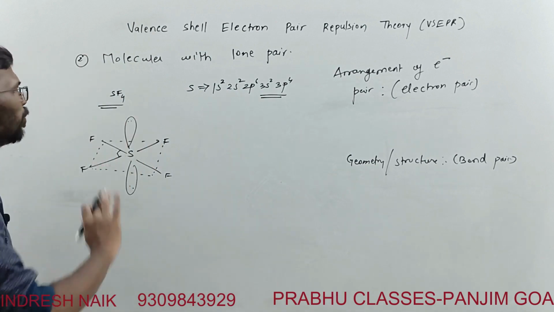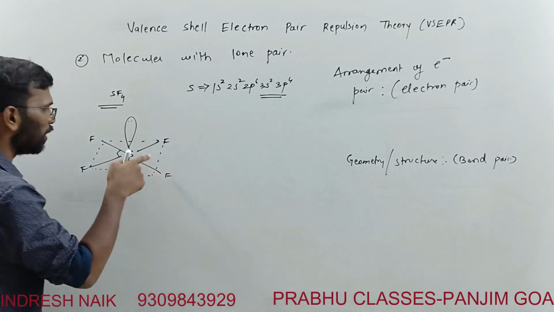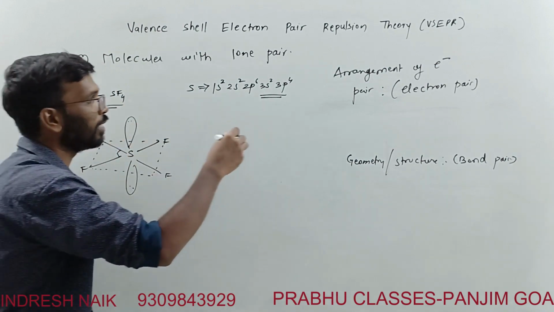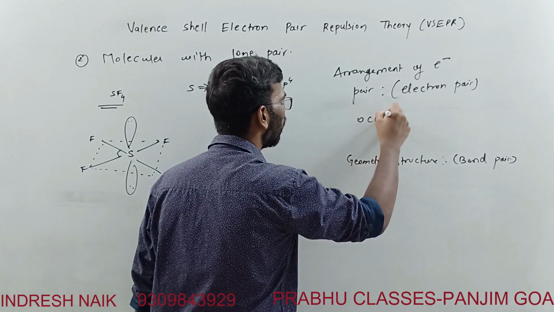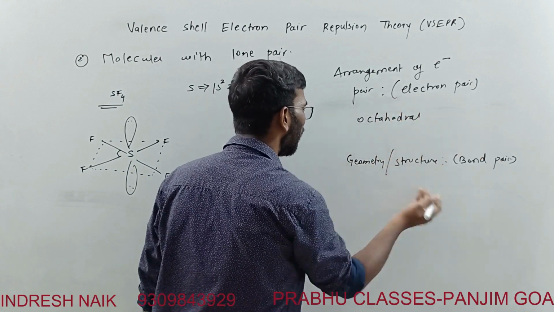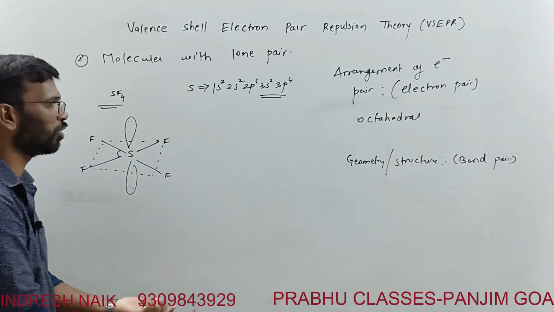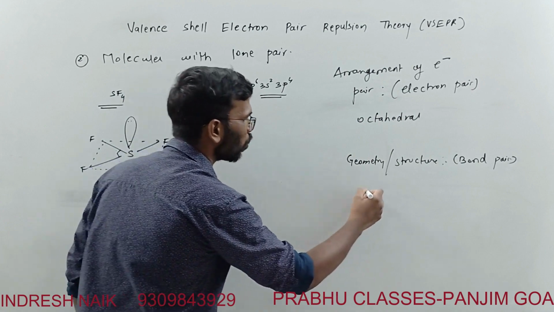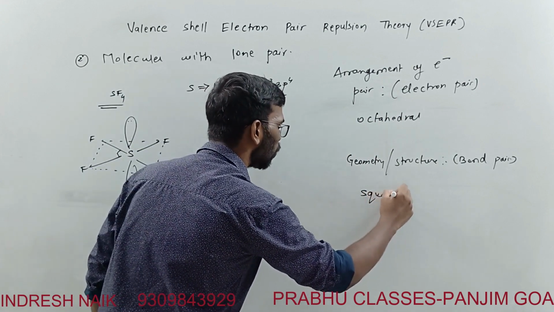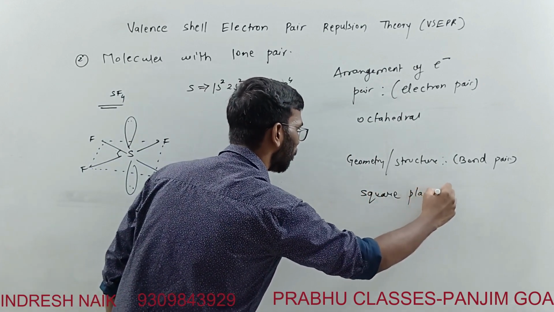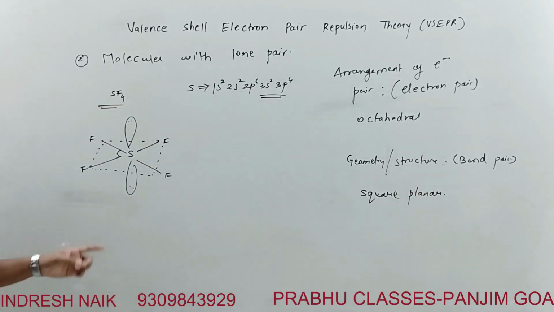Okay, what is the arrangement of the electron pairs, the bond pairs and the lone pairs? It is octahedral. And what is the geometry or the structure? The geometry or the structure is written to be square planar. Square planar is the geometry or the structure.